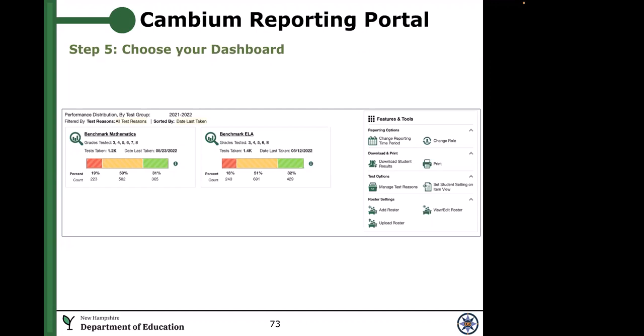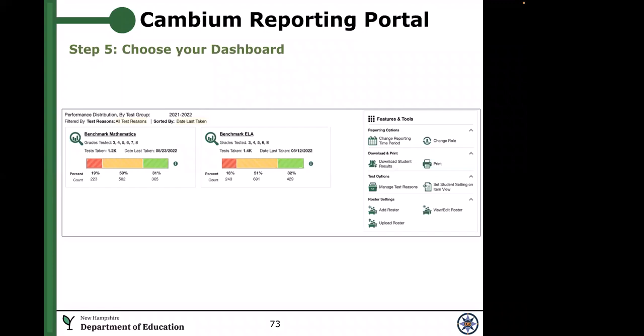If you are a proctor or a TA, you will never be able to see data at all. We have a lot of folks that might be support staff or other folks, and they won't be able to see data within the reporting portal at all. You have to have at least teacher access.